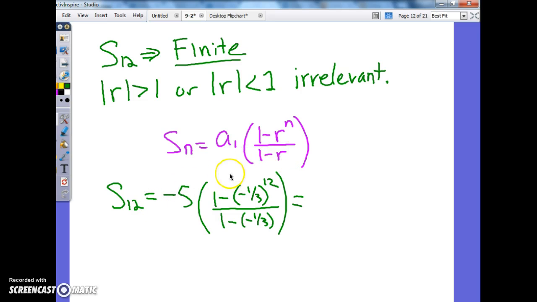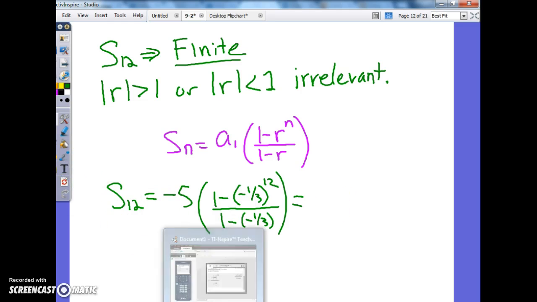So we would plug this in our calculator, and it would be s sub 12, the sum of the first 12 terms, is going to be first term negative 5 times, in parentheses, 1 minus what's that ratio? Negative 1/3 to the 12. It's important that if this ratio is negative, you group it in parentheses with this exponent. This will end up being a positive number because that's even. But anyway, 1 minus negative 1/3 to the 12th power, over 1 minus negative 1/3. We'll plug this in the calculator and get our number.